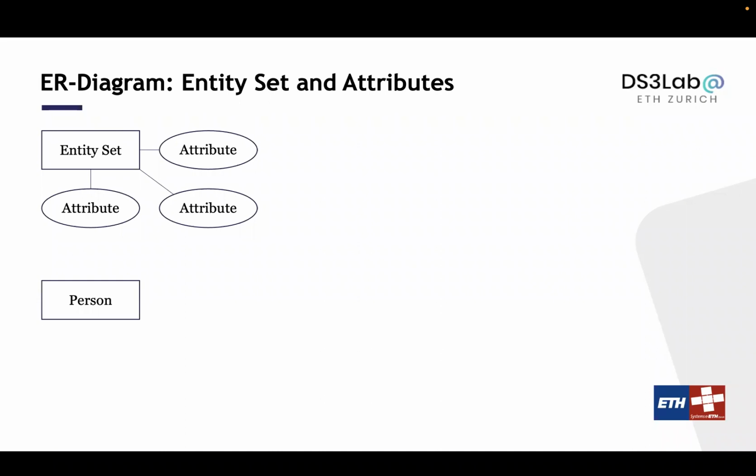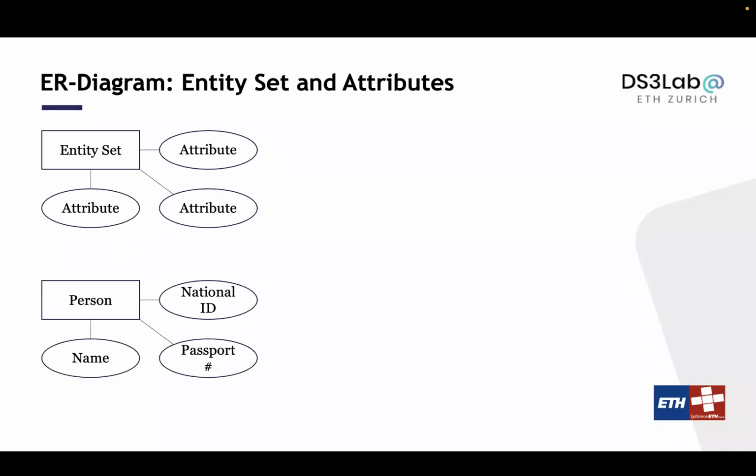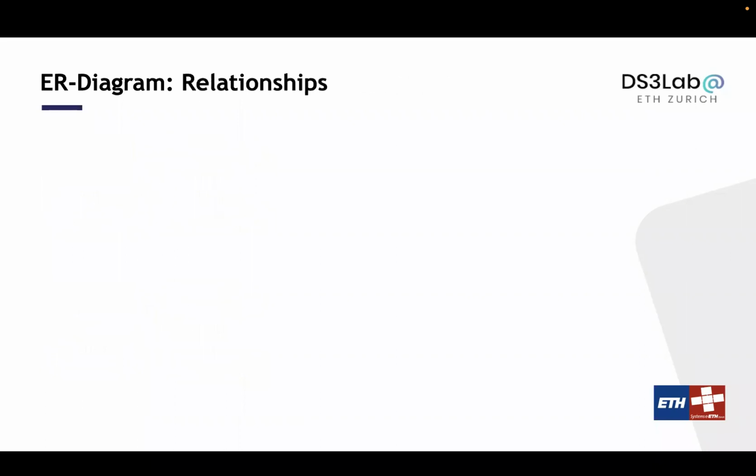So let's look at one concrete example. Assuming you are building an application with a whole bunch of people, one thing you can do is say, I have one entity set called person. Every single object in this entity set is a person. And I have a whole bunch of attributes associated with this entity set, for example, your national ID, your passport number, and your name. So this defines one entity set associated with three different attributes.